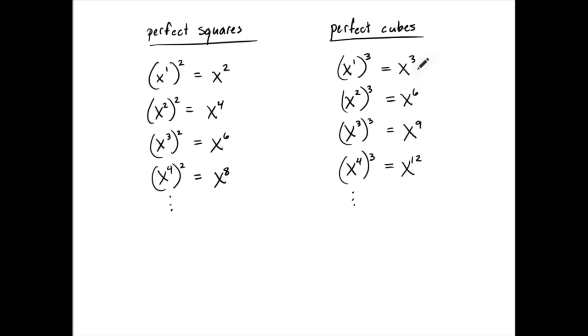And we can see that the cube root of any of these perfect cubes will be the expression on the inside of the parentheses here on the left. And we can get these exponents by dividing the original exponent by 3, which we can do when the original exponent is a multiple of 3.